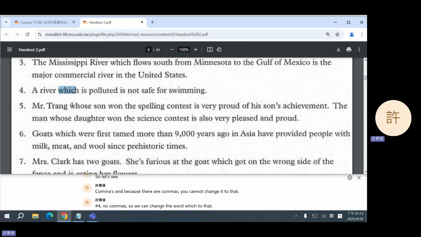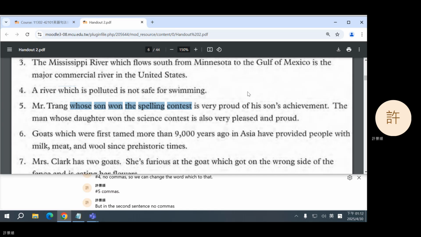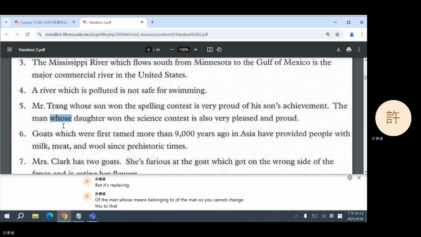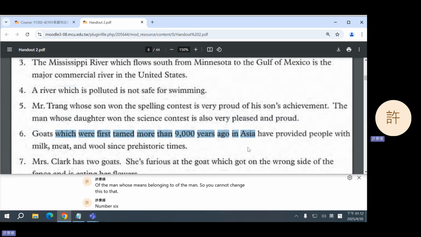Number 5, commas. But in the second sentence, no commas. But it's replacing of the man. Whose means belonging to, of the man. So you cannot change this to that. Number 6, commas.